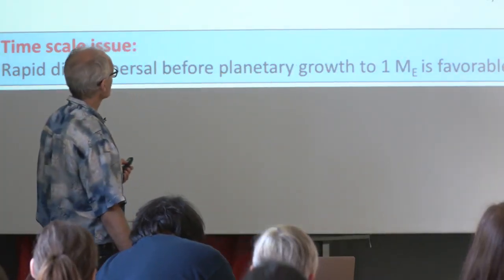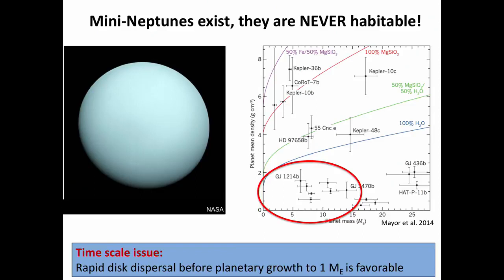Do these mini Neptunes exist? Just an observational interruption here. This is a diagram of observed planets for which we know mass, radii, and densities therefore. This is the mean density of a planet in grams per cubic centimeter. It's about 5 and something for the Earth. This is the planetary mass in Earth masses, 5, 10, 15, and so on. You see those planets down here, they have an average material density of about 1 gram per cubic centimeter. That's not rock. Rock is heavier. So there's a lot of gas in these planets.